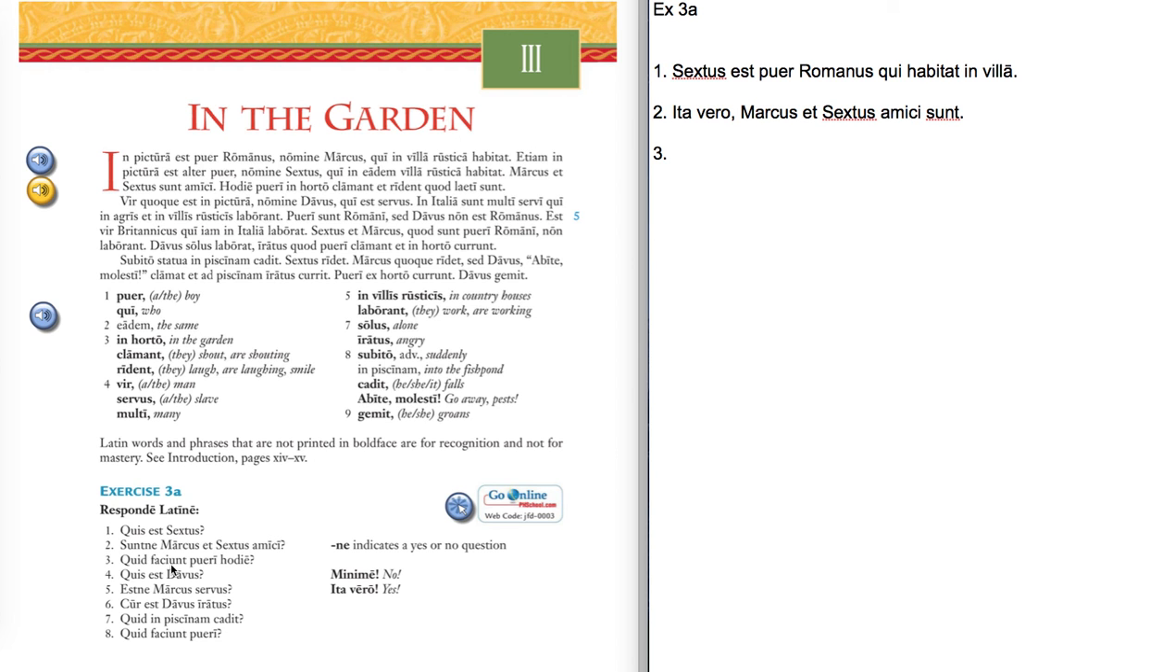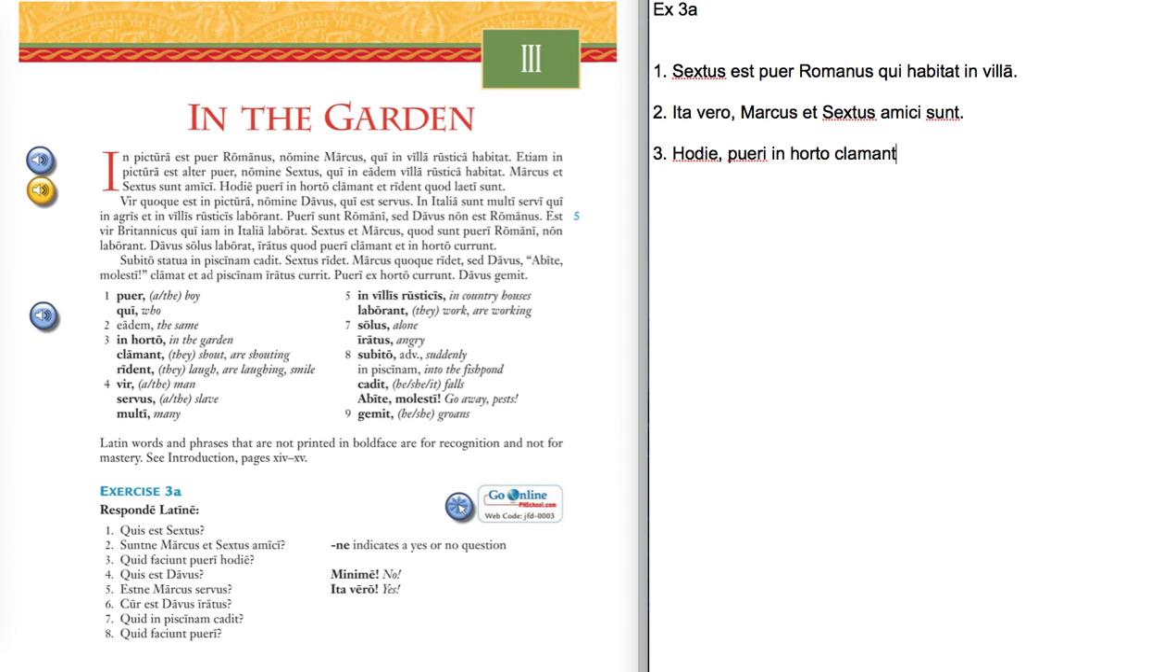Number 3, quid faciunt pueri hodie? We remember that quid faciunt means what are so and so doing. So the question is asking, what are the boys doing today? And we'll answer this the same way we did for Cornelia and Flavia. Hodie pueri, today the boys, what are they doing? Oh, there it is right there. Hodie pueri in horto clamant et rident, quod laeti sunt. So again, that means today the boys are shouting in the garden and they are laughing because they are happy. So if you want to keep it simple here, hodie pueri in horto clamant.